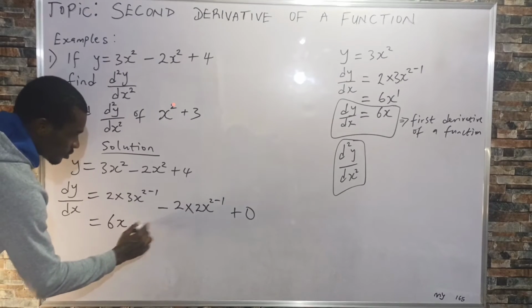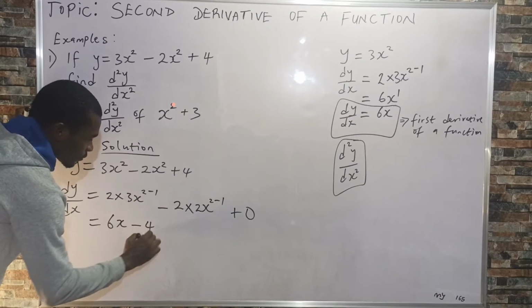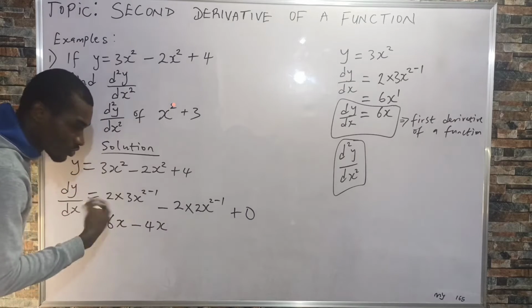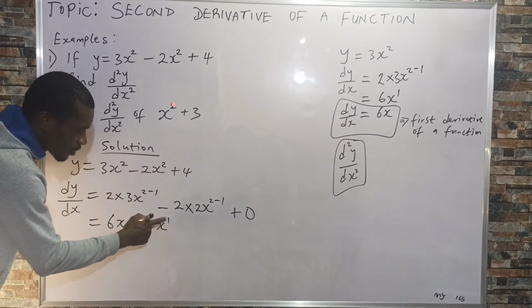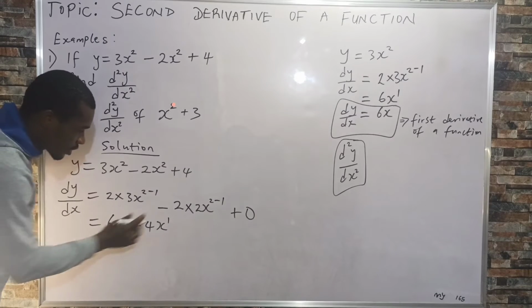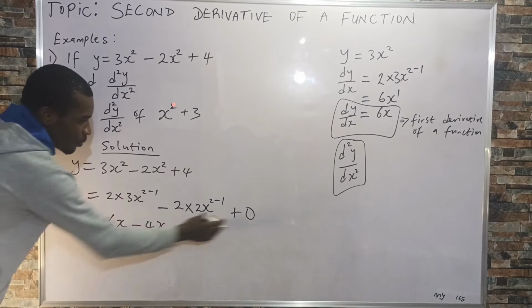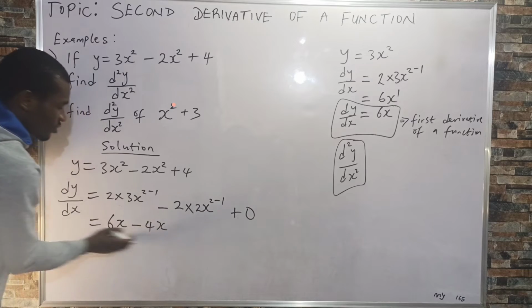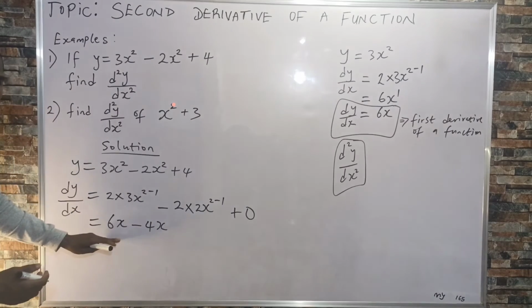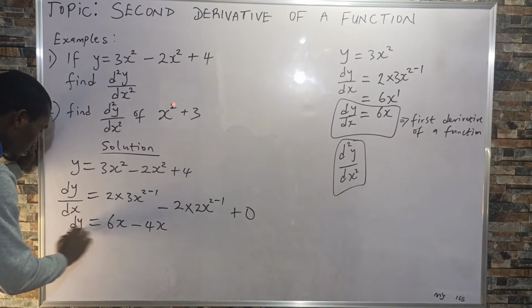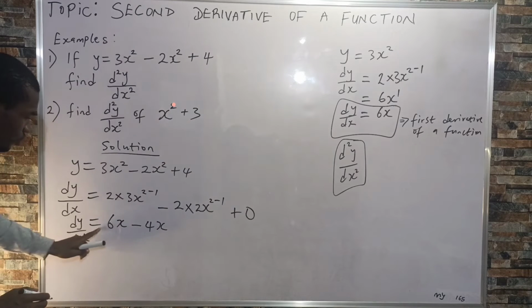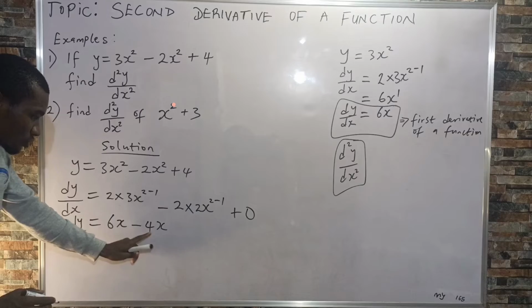Then minus 2 multiplied by 2 will give us 4. Then we have x raised to the power of 2 minus 1 is still 1. But a variable raised to the power of 1 is still the variable, so we remove the 1. Then plus 0. So adding 0 to everything we have here will still give us the values we have here, okay? Such that our dy/dx is equal to 6x minus 4x.